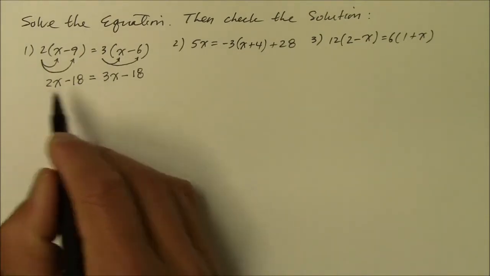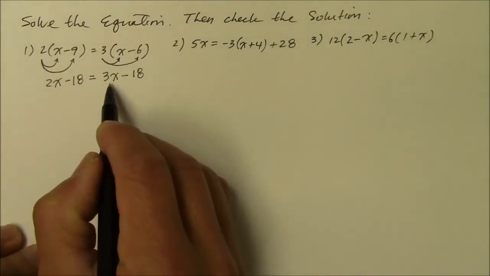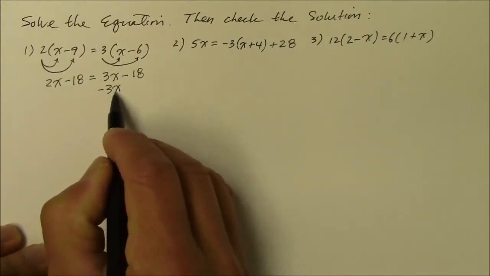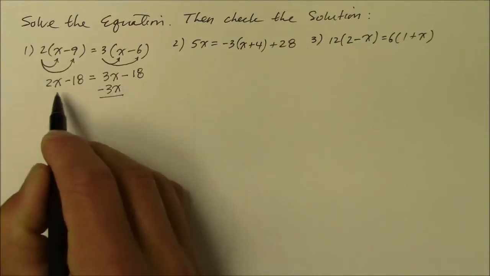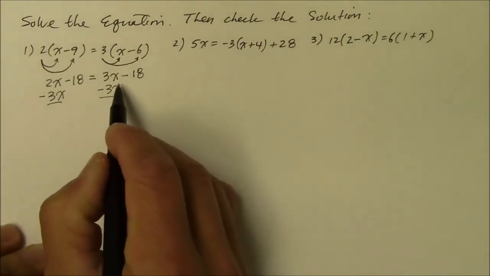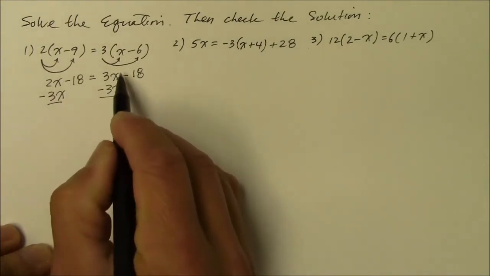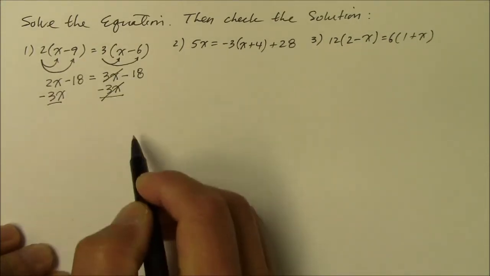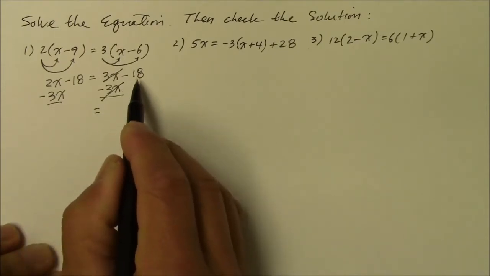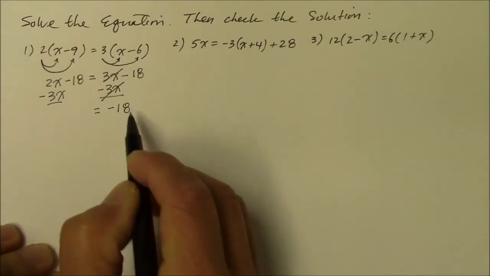We're going to bring it to the left side, and to do that, we do the additive inverse. Do the inverse of positive 3x, which is minus 3x. And whatever you do to the right side, you have to do to the left side. So as a result, on the right side, the 3x and minus 3x are opposites, so they become 0. They cancel out. So all that remains on the right side is negative 18.